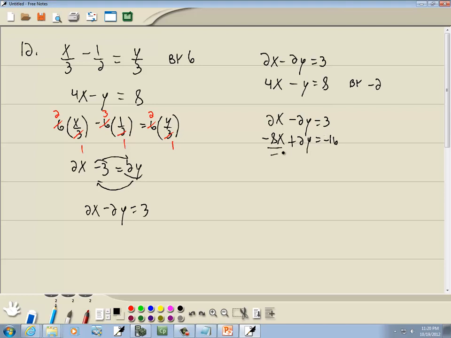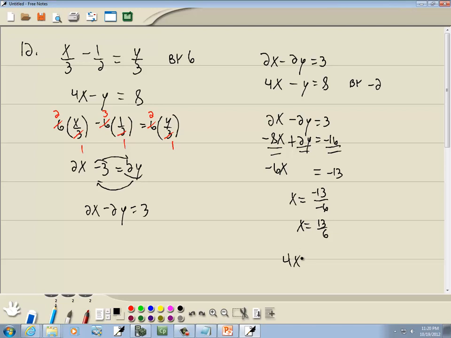Now maybe, since this comes up with fractions, it wouldn't be bad to check it on the calculator. I may do that anyway. Okay, now we're going to add these. 2x and negative 8x gives us negative 6x. Negative 2y plus 2y drops away. 3 minus 16 is negative 13. And then we'll divide both sides by -6, and we get -13 over -6, so x is equal to 13/6.